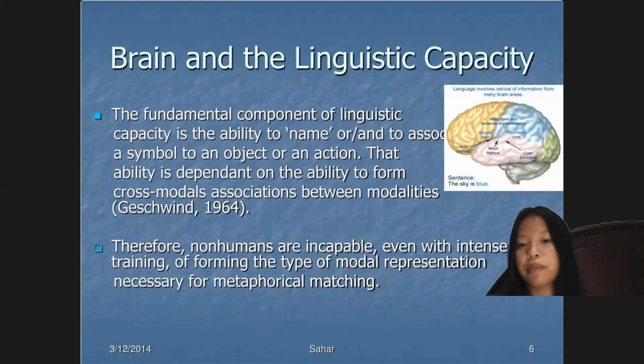Brain and the linguistic capacity. The fundamental component of linguistic capacity is the ability to name, to associate a symbol to an object or an action. That ability is dependent on the ability to form cross-modal associations between modalities. Therefore, non-humans are incapable, even with intense training, of forming the type of modal representation necessary for metaphorical matching.